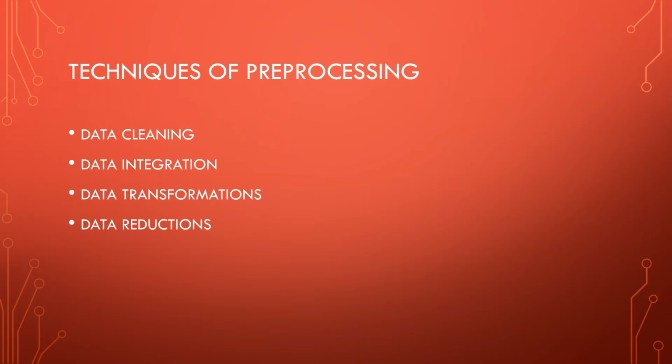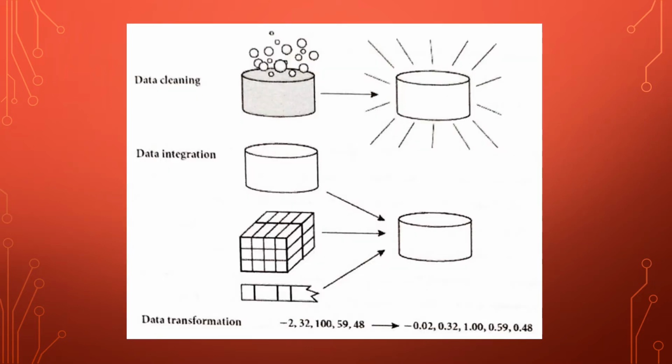Now, as you can see here in the figure, concept hierarchies can be used as an alternative form of data reduction, where we replace low level data, such as the raw values for age, for example, with higher level concepts such as youth, middle age, or senior.